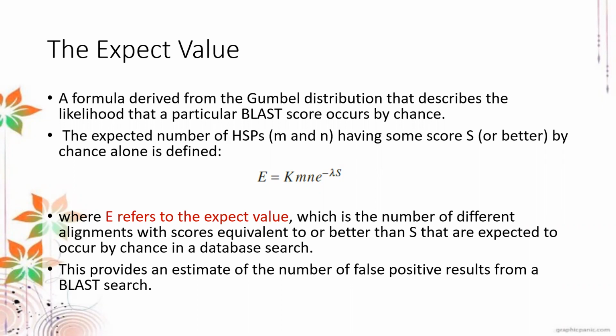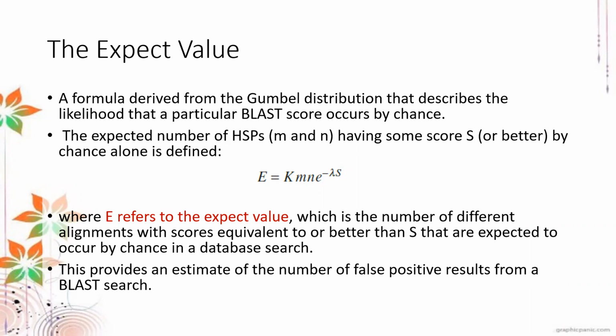So the number of different alignments with scores equivalent to or better than S are expected to occur by chance in a database. The formal description of E is the number of alignments that have a greater score than this particular alignment. For example, if I have an expect value of 5, that means there are 5 more sequences that have a better alignment than this one in this database.